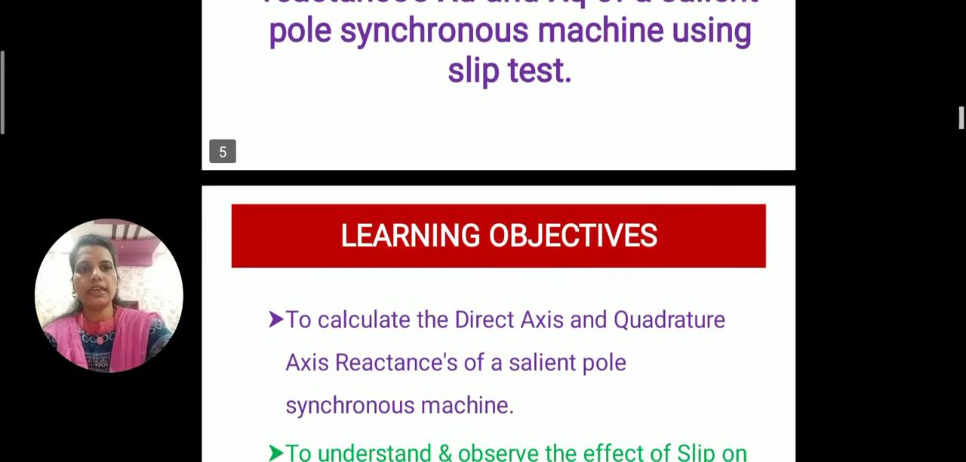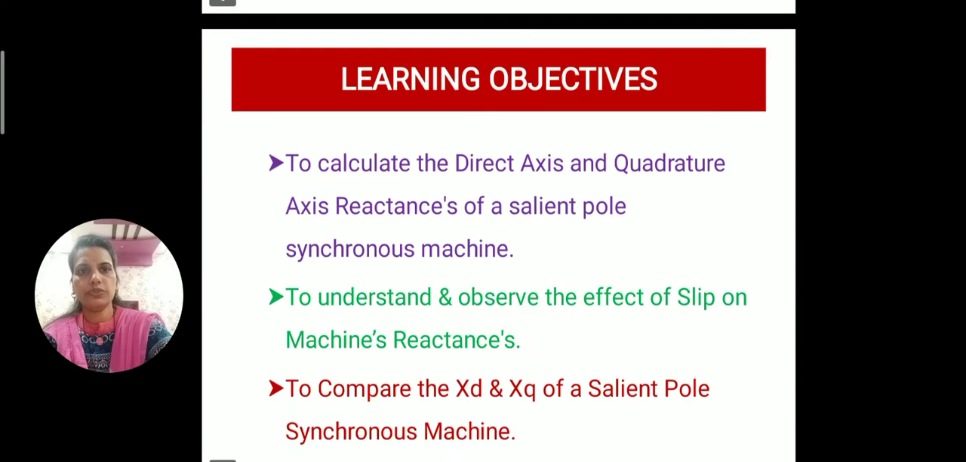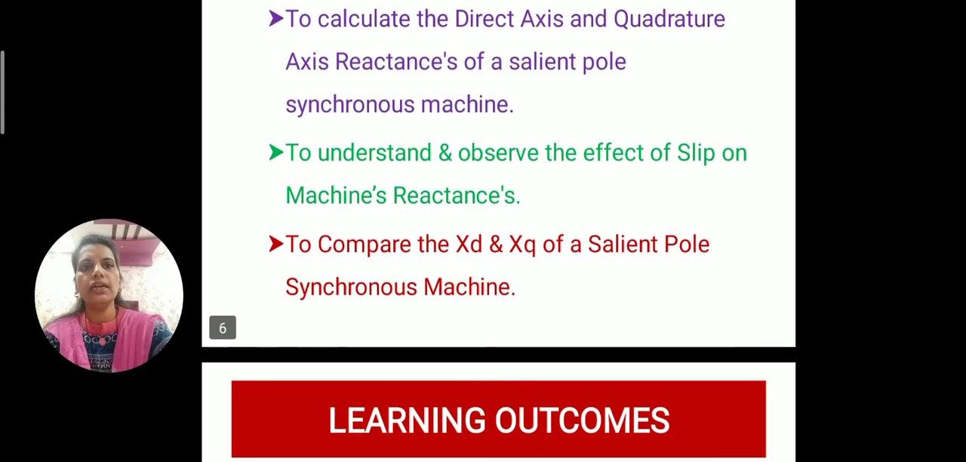Now what is the learning objective? First is to calculate the direct axis and quadrature axis reactance of a salient pole synchronous machine. Second, to understand and observe the effect of slip on machine reactances. And last is to compare the XD and XQ of a salient pole synchronous machine. So this is the objective behind performing the experiment: how to calculate XD and XQ, and compare which value is greater, direct axis reactance or quadrature axis reactance. For that we have to use the slip test.